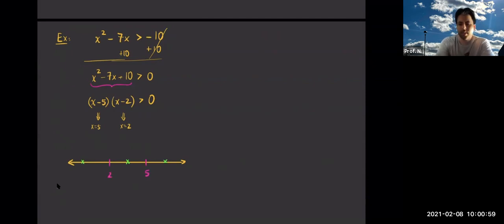So a number less than 2 that's easy to use could be 1. Even easier than that, I would say, is 0. 0 is an easy number to use. Between 2 and 5, we can choose 3. And bigger than 5, we can choose 6. But again, we can choose any number as long as it's in those intervals. So these are my test points.